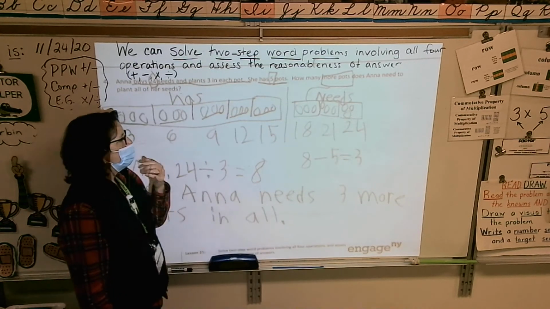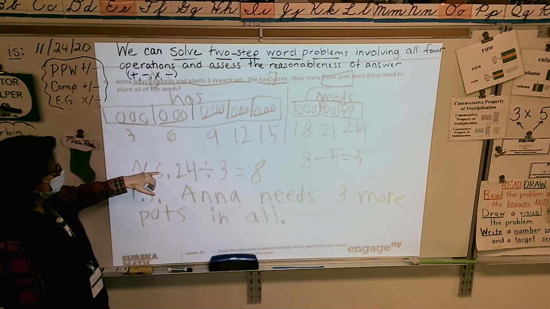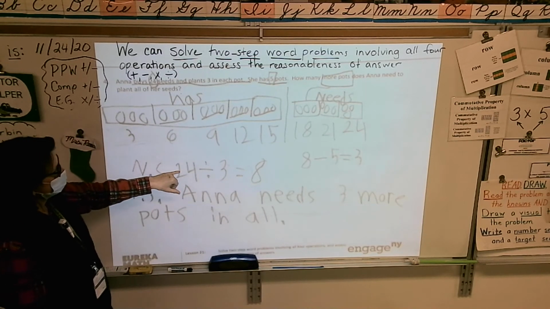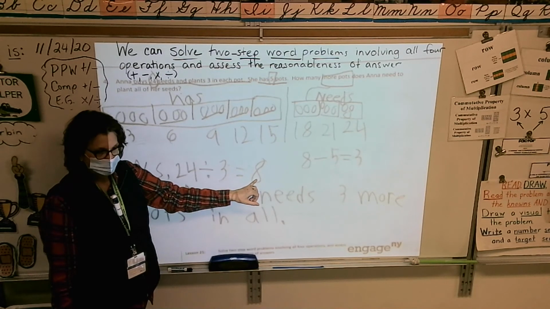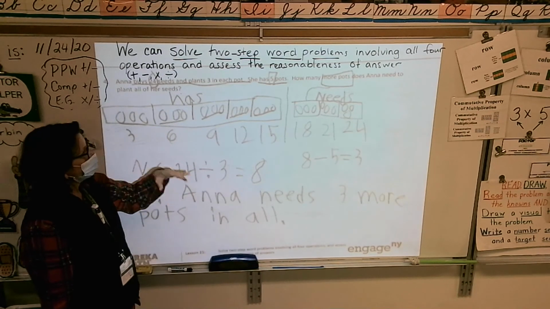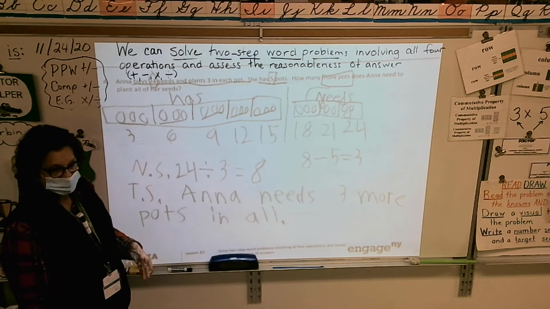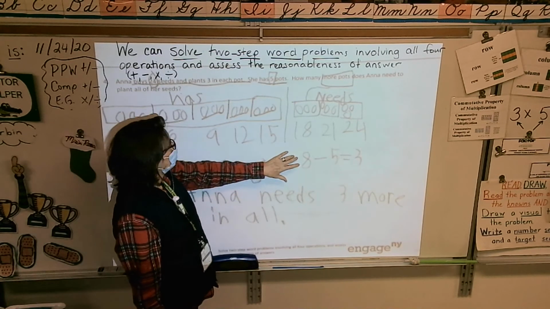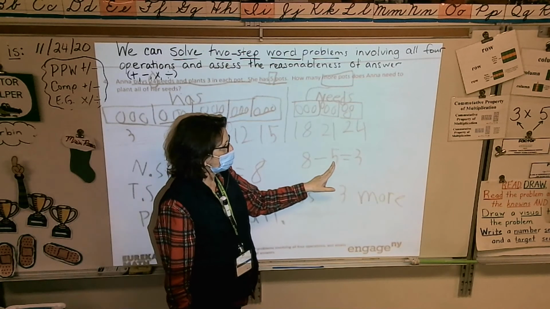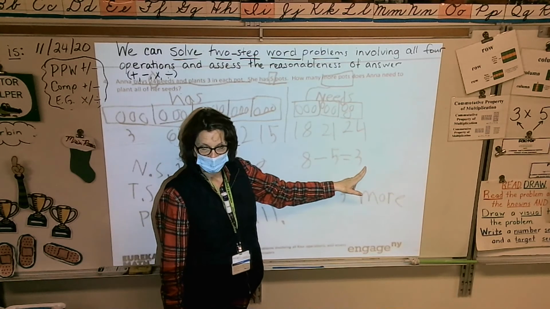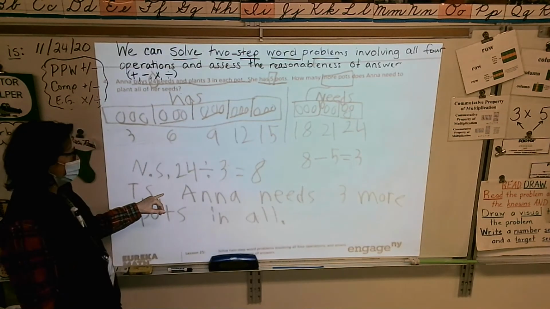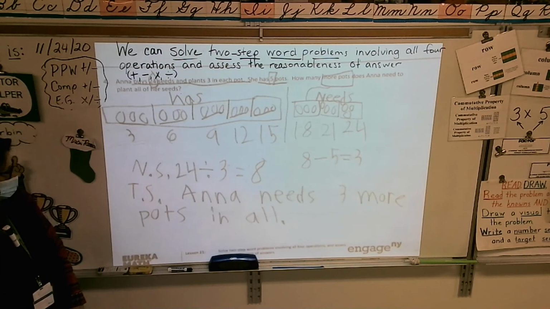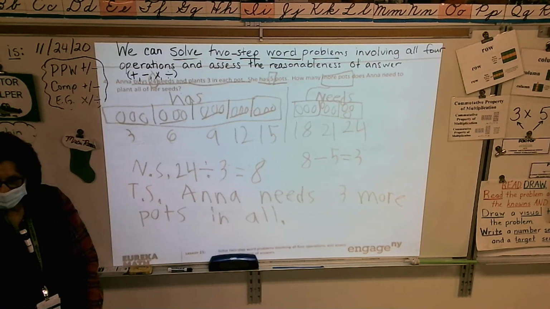And so their number sentences, the first one was 24 total seeds divided by 3 seeds in a pot gave 8 pots. And then when they had to figure out how many they still needed, they took the total of 8 minus the 5 that they already had, left them with the 3 that they needed. And finally, they wrote a great target sentence. Anna needs 3 more pots in all.